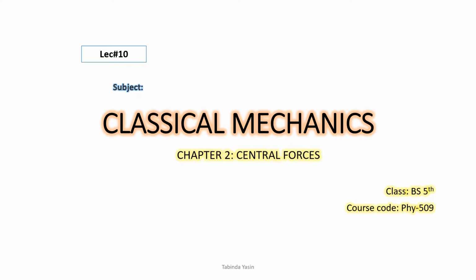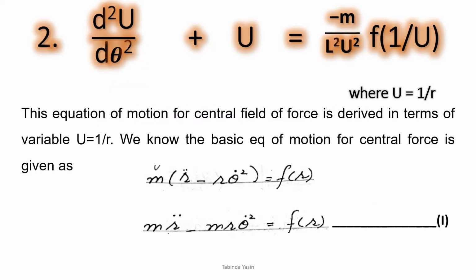Now moving further to the equation of central forces, to find from the equation of motion of central force, the second equation we have to find is d square u over d theta square plus capital U, that is for potential, is equal to minus m over L square u square into F into 1 over u. Here we know that u is equal to 1 over r. This equation of motion for central field of force is derived in terms of variable u is equal to 1 over r.